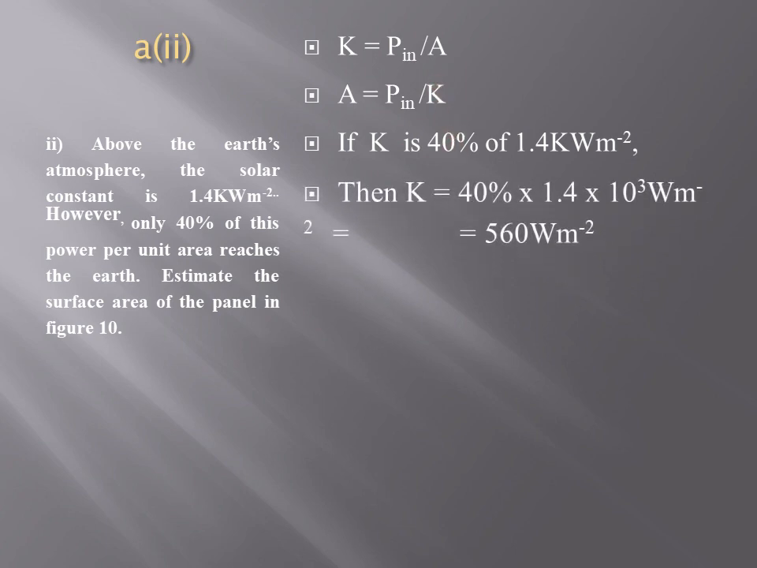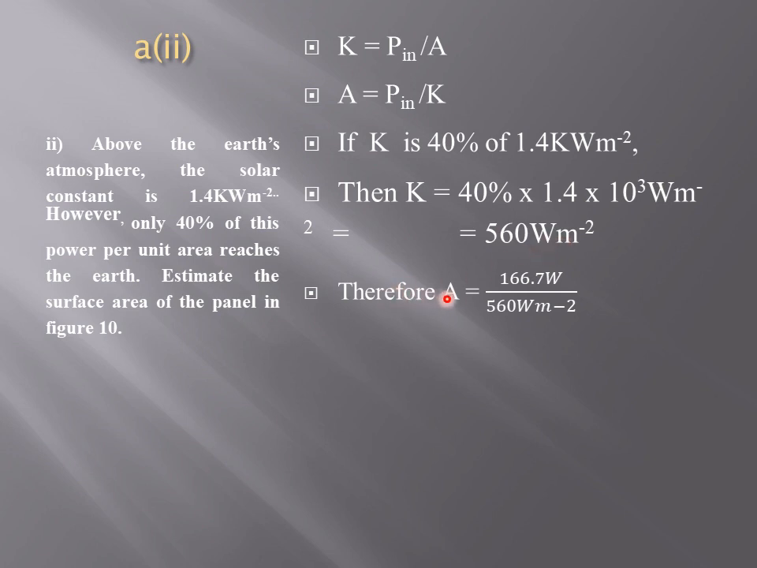Therefore, the solar constant is only 40% of this 1.4 times 10 to the power 3 watts per meter square. Why 1.4 times 10 to the power 3? Because we were given it in kilowatts, so that is why we multiply by 10 to the power 3. If that is well done, we will have 560 watts per meter square.